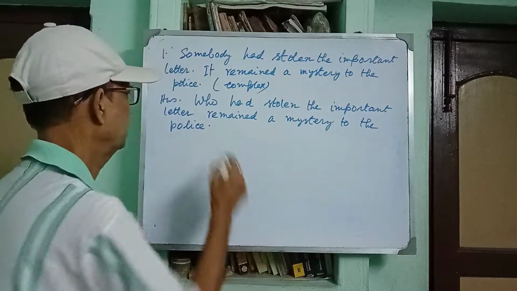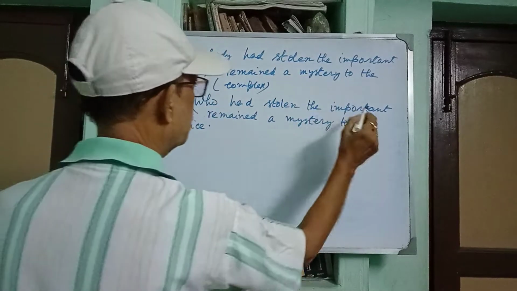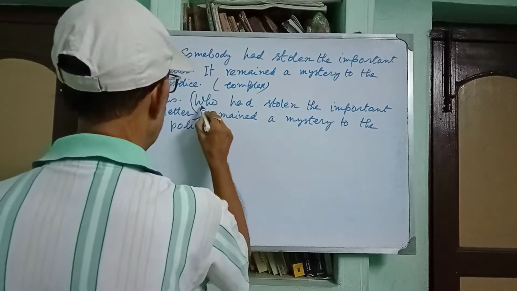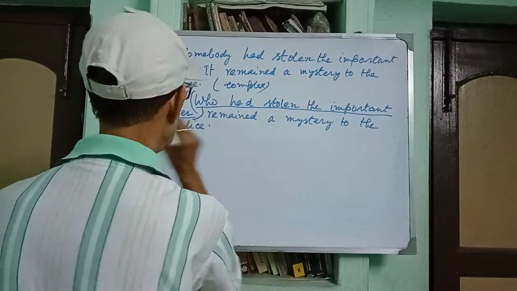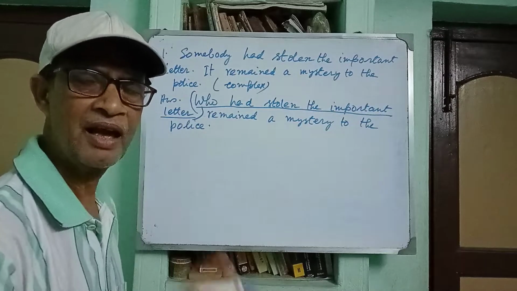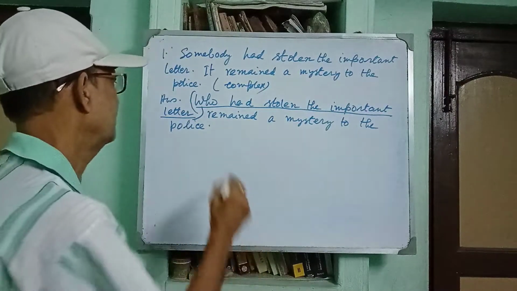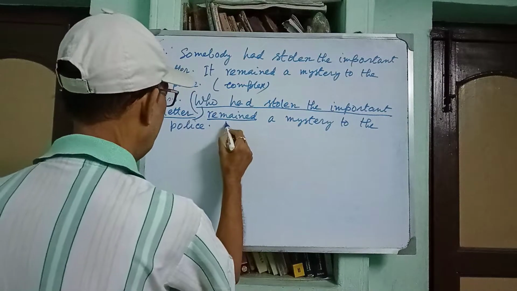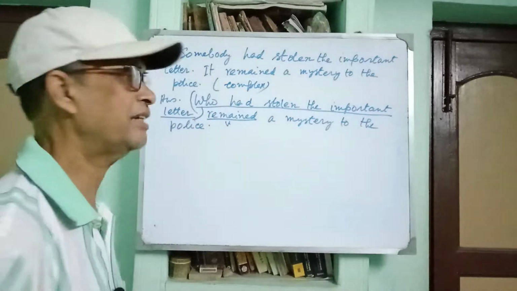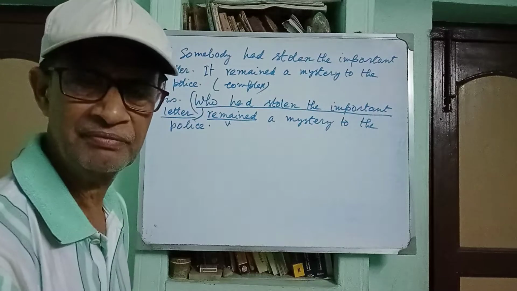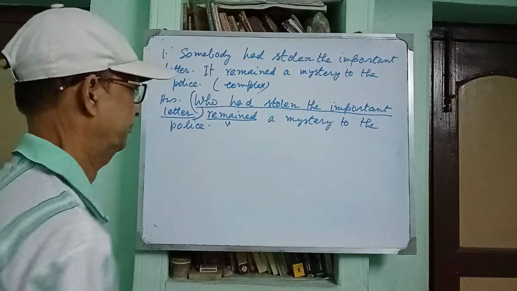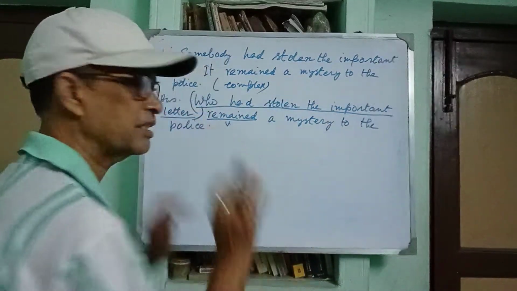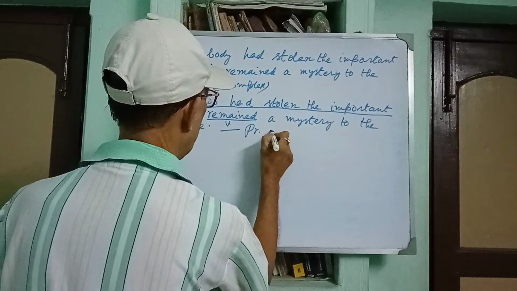You see that who had stolen the important letter, this portion, this is the clause. This clause is acting as the subject to the verb remained. Remained is the finite verb, and this clause is acting as the subject to the verb remained. So the entire sentence is the principal clause.